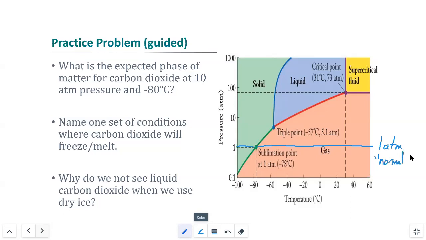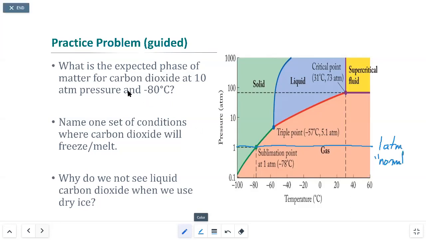Now, if it asks you just for any set of conditions like this middle bullet point does, we can pick anywhere on that bolded line. But if it asks us for normal conditions, we need to give them normal conditions. We need to give them that 1 atmosphere. So interpretation of phase diagrams is really not that difficult. It's just graphical analysis.